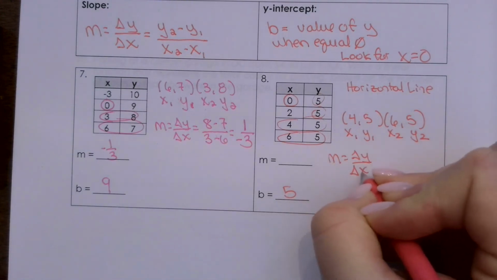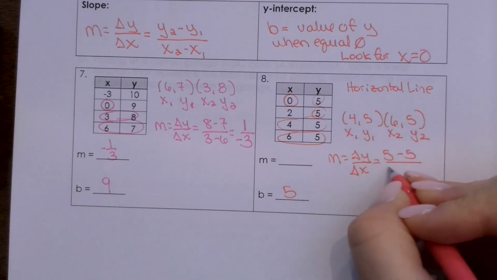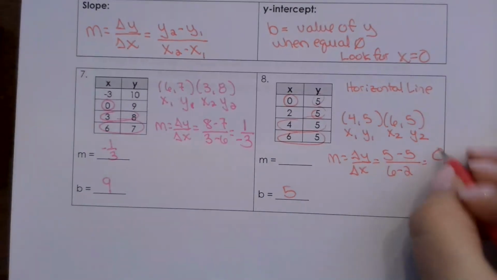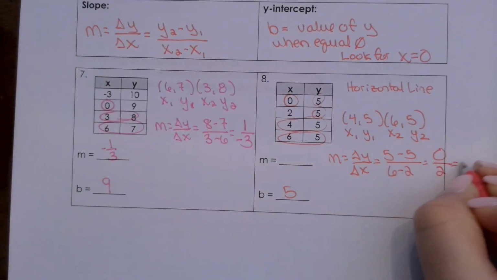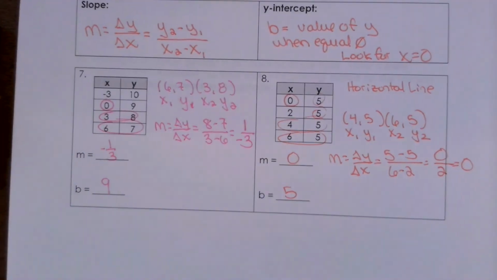Change in y over the change in x. I have 5 minus 5 over 6 minus 2. 5 minus 5 does indeed equal 0. I've got 0 in the numerator over 2. My slope is 0. So my prediction, horizontal line, was correct.